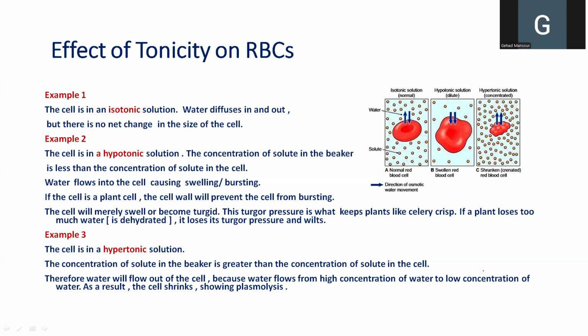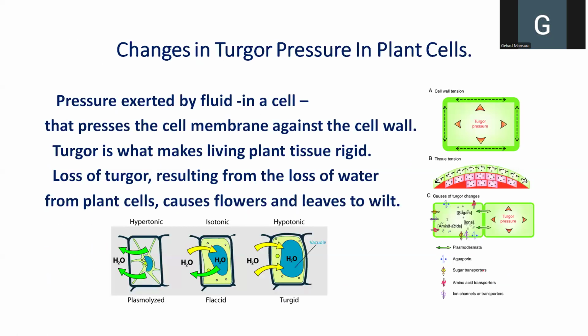When the cell is put in a hypertonic solution, we mean, of course, an animal cell. The concentration of solute in the beaker is greater than the concentration of solute in the cell. Water will flow out of the cell because water flows, as you know, from a higher water concentration to a lower water concentration. And now we are going to discuss how changes in turgor pressure of the plant can occur.